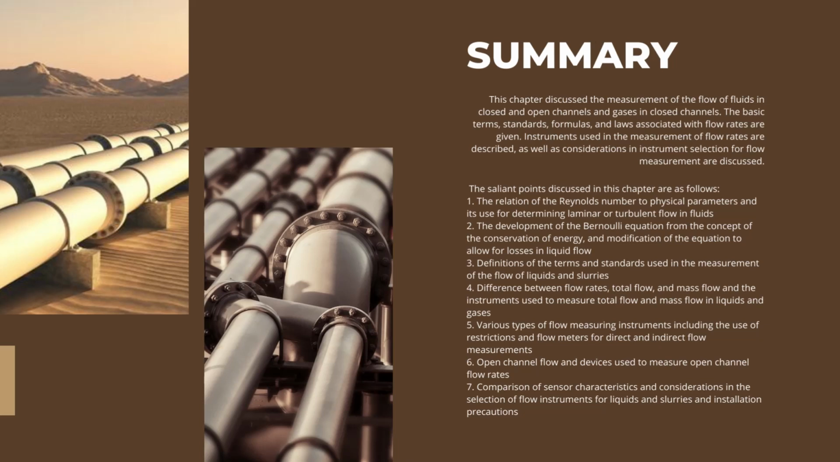Four, difference between flow rates, total flow, and mass flow, and the instruments used to measure total flow and mass flow in liquids and gases. Five, various types of flow measuring instruments, including the use of restrictions and flow meters for direct and indirect flow measurements. Six, open channel flow and devices used to measure open channel flow rates. Seven, comparison of sensor characteristics and considerations in the selection of flow instruments for liquid and slurries and installation precautions.